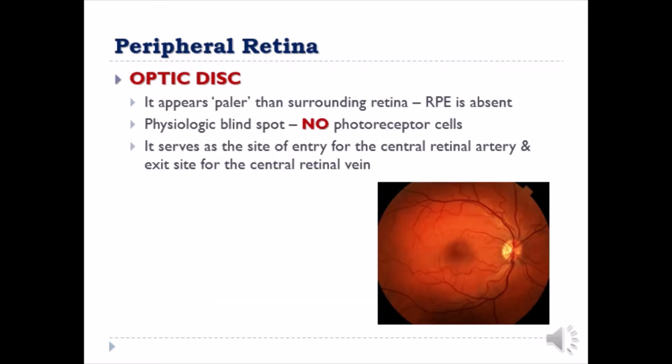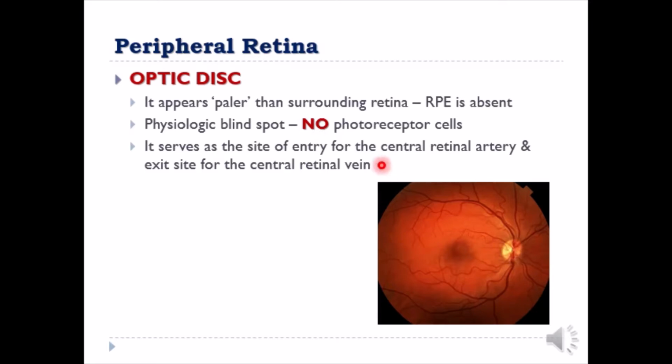Right, a bit more points about the optic disc or optic nerve head. In the previous slide I mentioned it appears paler. Paler is nothing but less reddish or orangish than the surrounding retina. Why is it? Because there is no retinal pigment epithelium behind the optic disc. So the optic disc does not have the regular retinal layers like what you see in the other part of the retina. It does not have retinal pigment epithelium, that is why it appears less brownish.